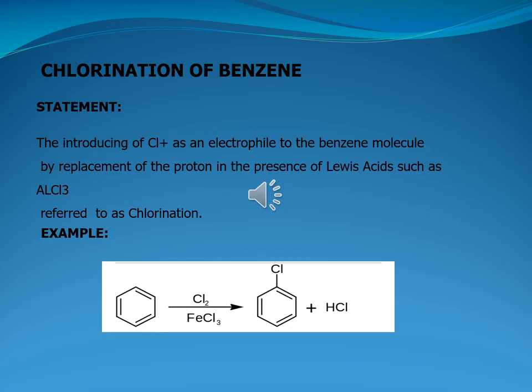In the example you can see over here, there is a reaction carried out between benzene molecule and chlorine in the presence of iron trichloride, which is a Lewis acid and acts as a catalyst which activates the reaction rate. So we get the final product, that is chlorobenzene, along with the byproduct, that is hydrochloric acid. You can observe here there is a substitution that takes place between the terminal proton of the benzene molecule and the chlorine atom in the presence of Lewis acid.